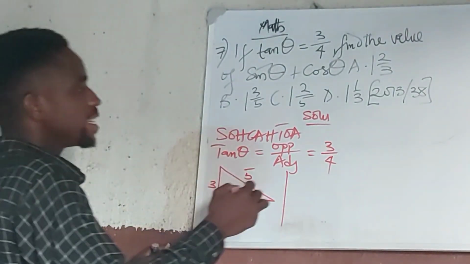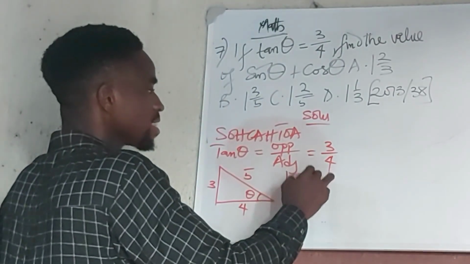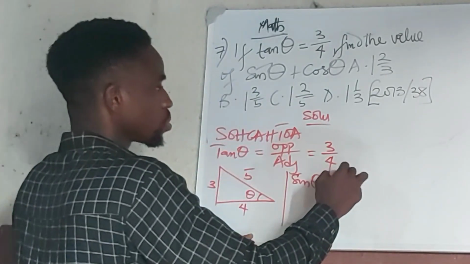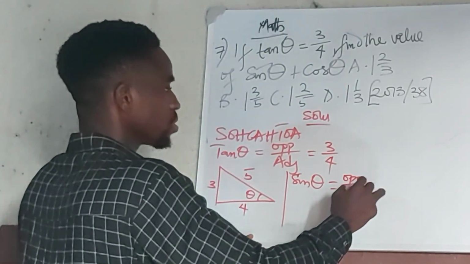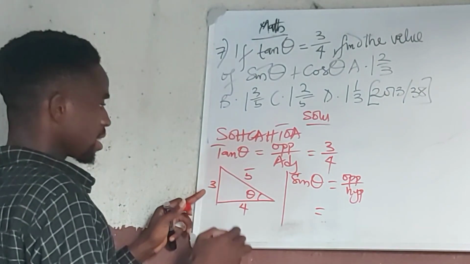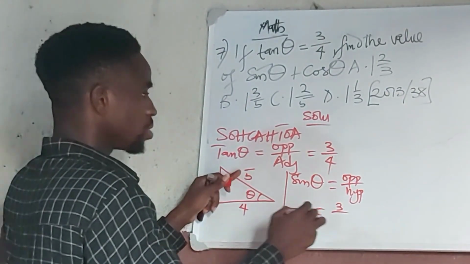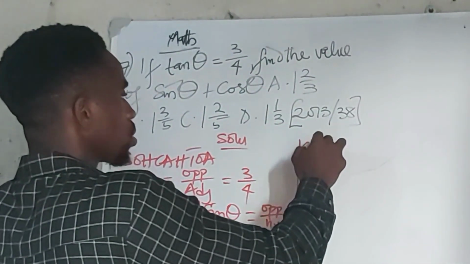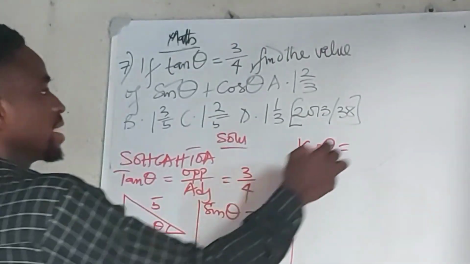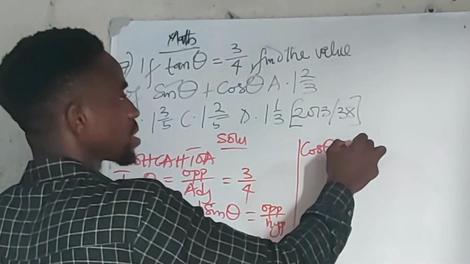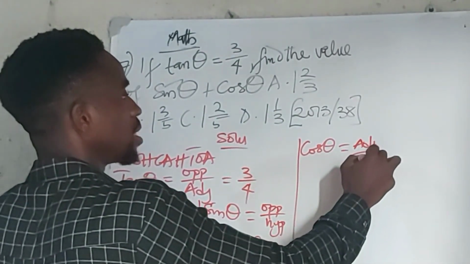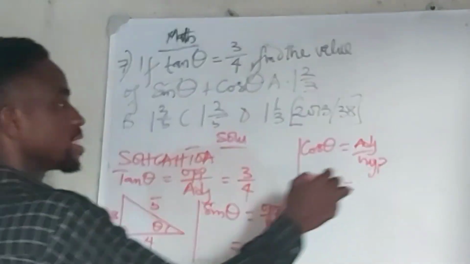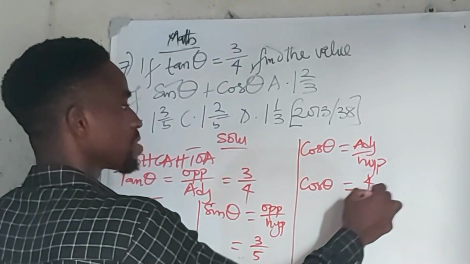So we'll now go ahead and see that sin theta is going to be opposite upon hypotenuse, which is our opposite in this case is 3, our hypotenuse is 5. Also, cos theta is adjacent over hypotenuse. So cos theta, our adjacent in this case is 4 and hypotenuse is 5.